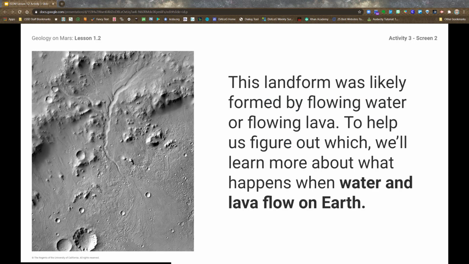This landform was likely formed by flowing water or flowing lava. To help us figure out which, we'll learn more about what happens when water and lava flow on Earth. You will use what you learn to help determine what formed the channel on Mars.